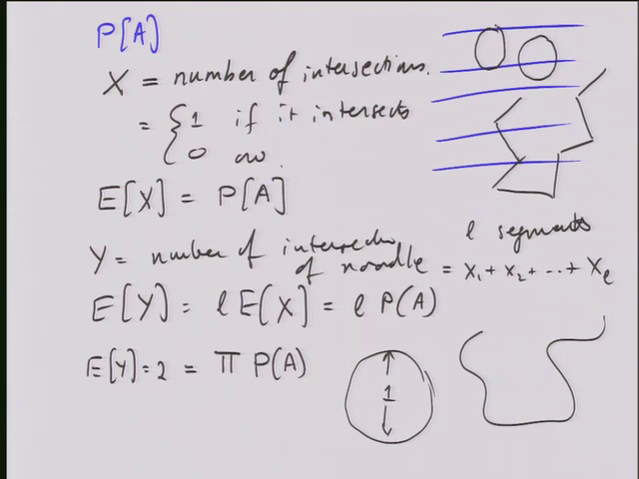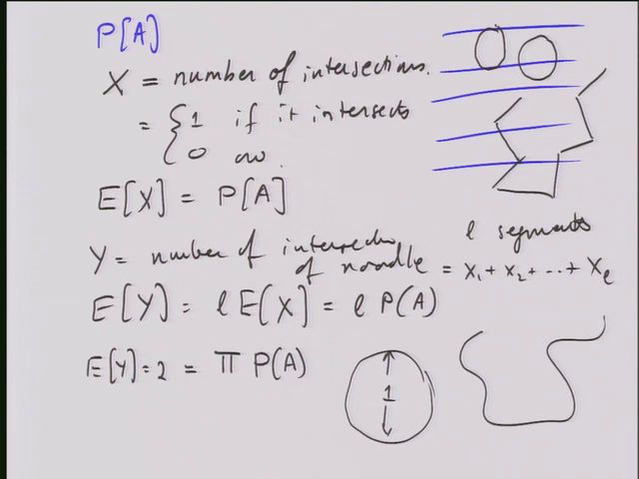So y is always two in this case, if we chose this particular shape of this particular size. Now, what's the expected value of y? Well, it's two because it's always two. The random variable is just constant. It's always two, so the expected value is two.